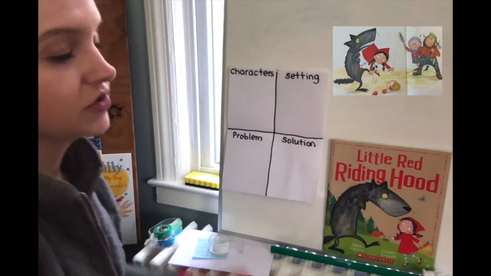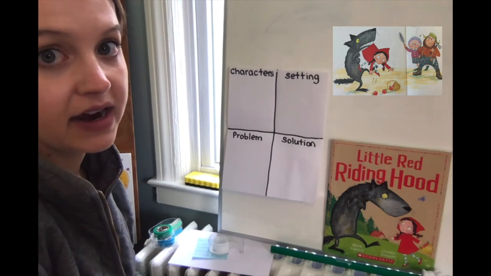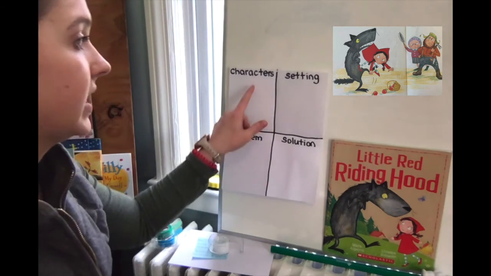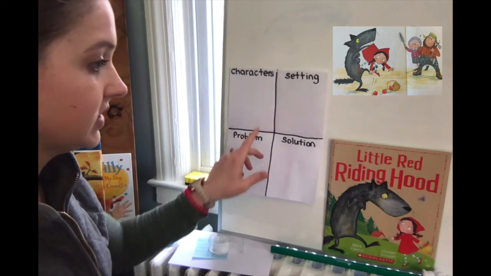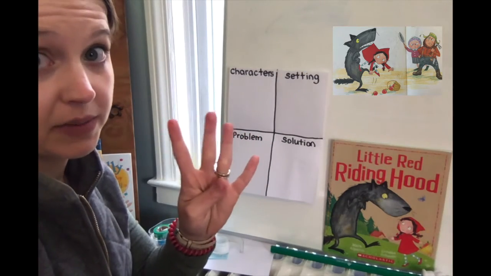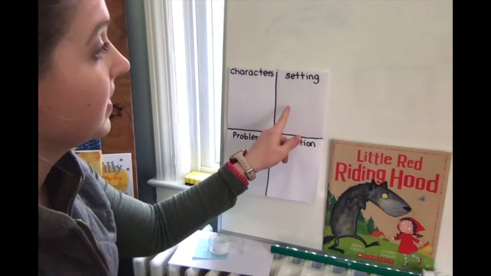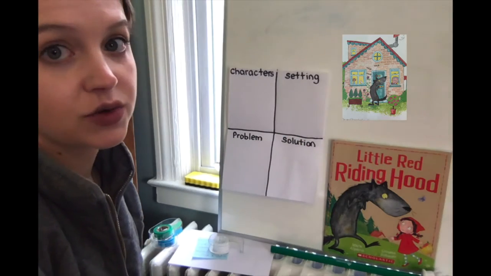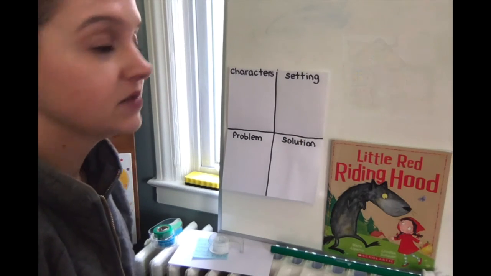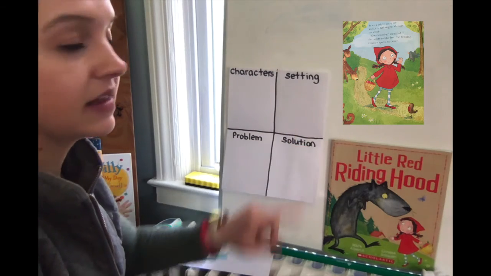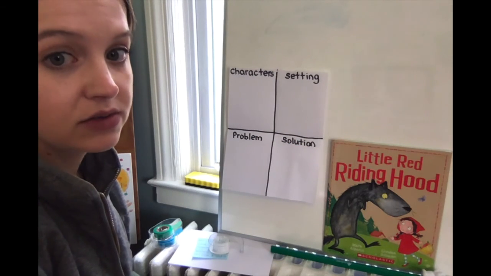For the characters, you want to try to include the 5 main characters in the story and label them with their names. Excuse me, the 4 main characters. I added one on accident. For the setting, you have a choice of 2 different settings from this book. Pick your favorite one and then label which setting you chose.